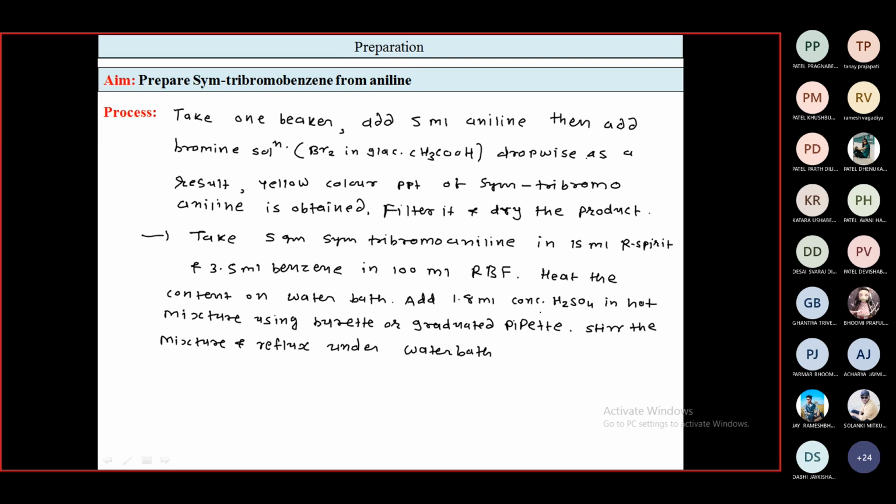Add 1.75 gram NaNO2 in 2 portions into the mixture.